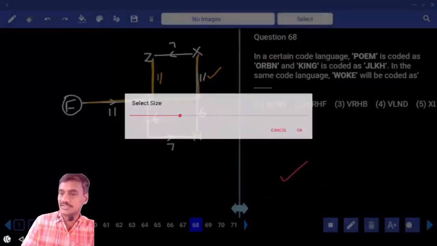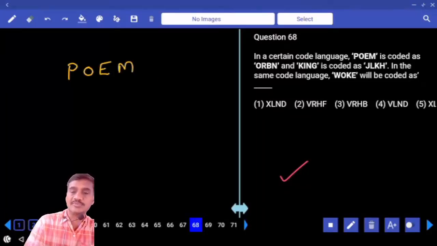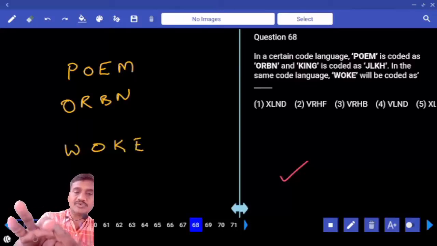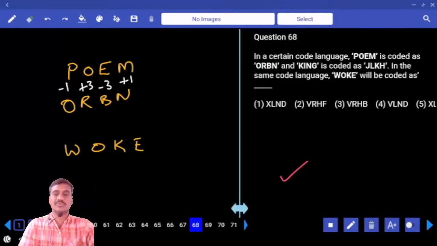And 68. Now it is based on coding and decoding. The code given to the word POEM is ORBN. In the same way, how is the word WORK coded in the given code language? Now P and O, what is the difference between these two elements? -1. O and R, +3. E and B, -3. M and N, +1. First and the last letters, -1 +1. The remaining -3 +3.